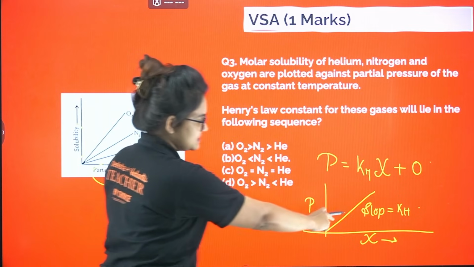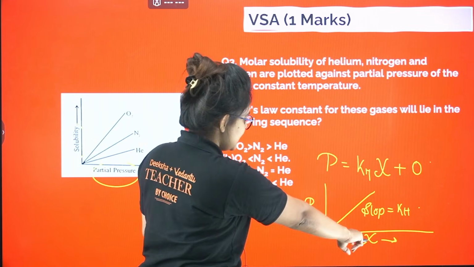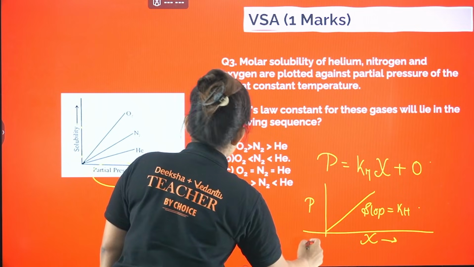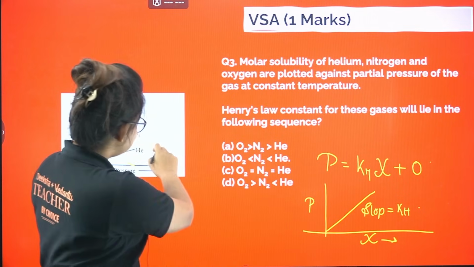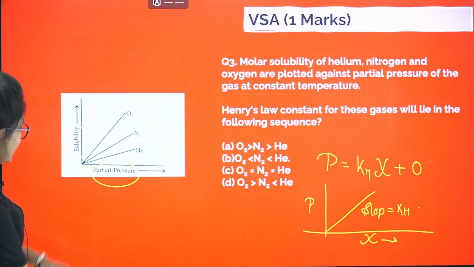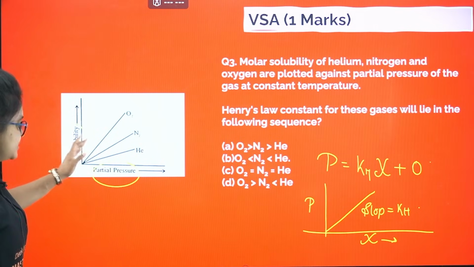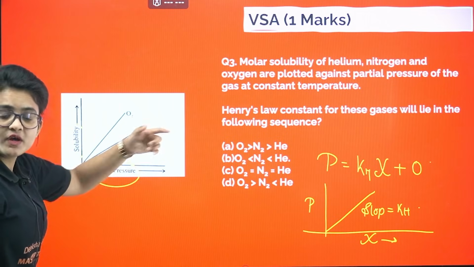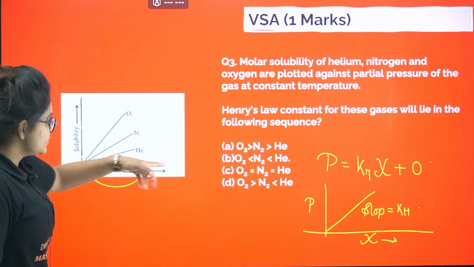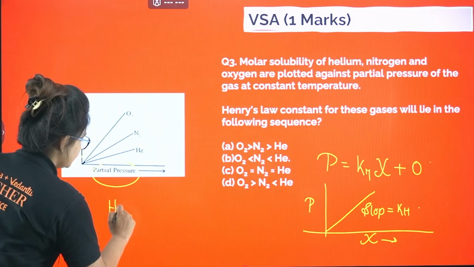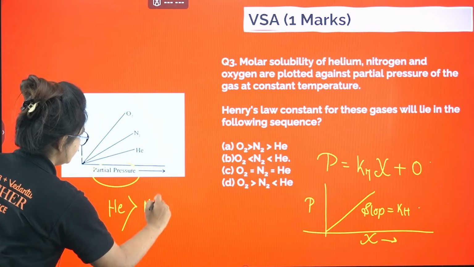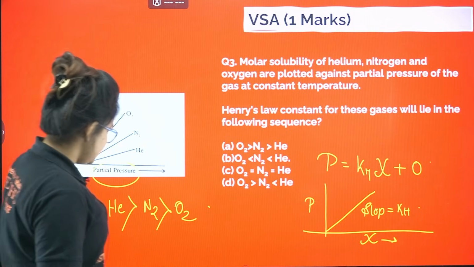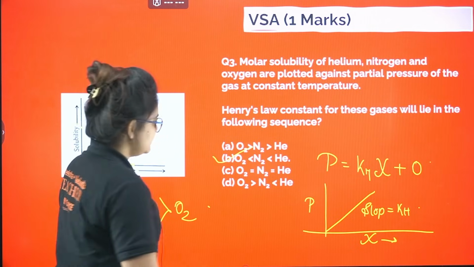If you follow partial pressure versus mole fraction, then in accordance to kH, it should be first O2, then N2, then He, right? But here they are interchanging the axes. So what you have to take? You have to take the 1 by kH order. That's the reason first will come helium, then N2, then O2. So in accordance with that, you can see option B is going to be the correct one.